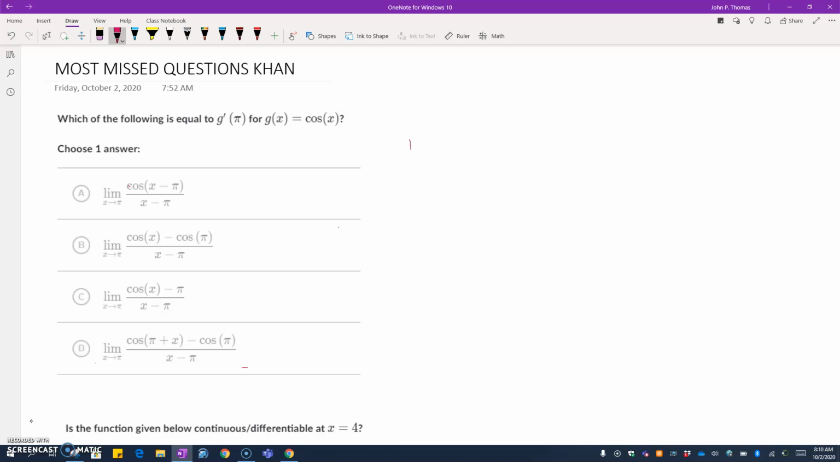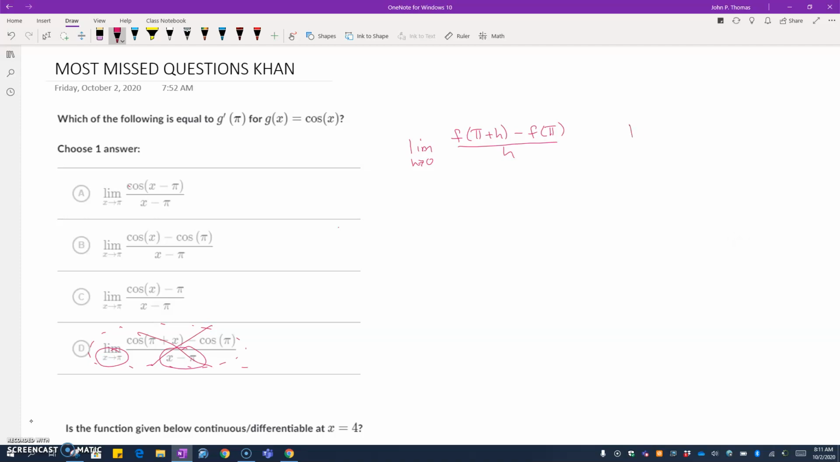We can either use the plus h definition, so limit as h goes to 0 of f of the x value we're looking at, which is pi, plus h minus f of the x value we're looking at, all over h. And that's option 1. So when I look at these, there's only one that might match that, and that one's here. But notice at the bottom is x goes to pi, all right, and it's x minus pi. So this is kind of a hybrid between the two definitions. All right, so that's out.